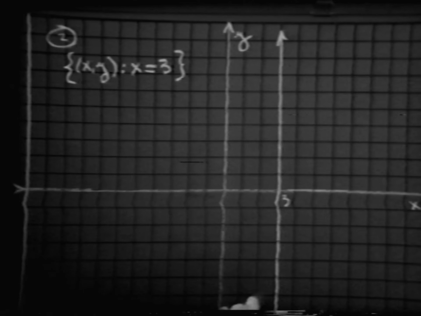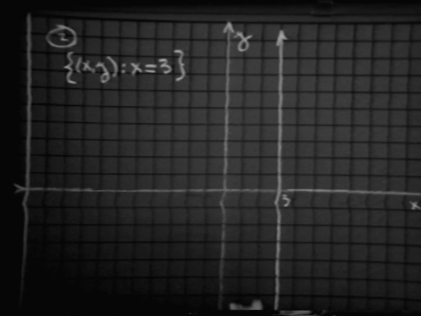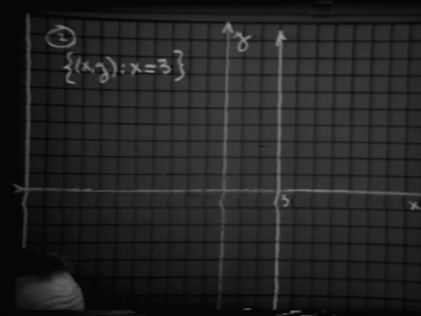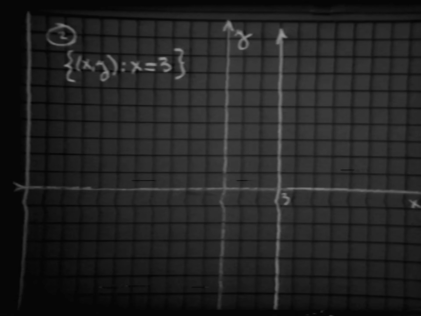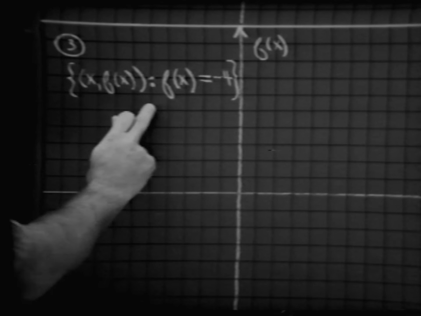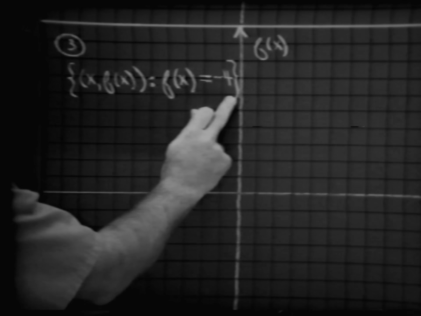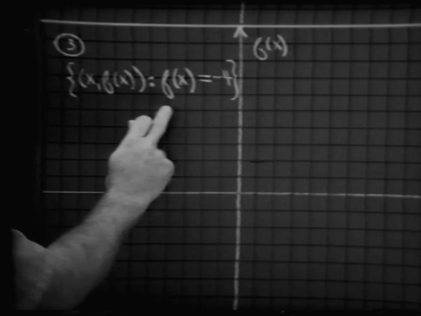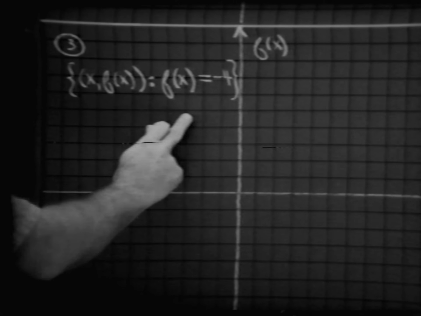And in this case right here, if the line happens to be vertical, then in fact we know that it is not a function. Okay? However, let's look at this example in which we have, notice the notation is the set of all x comma f of x such that f of x is equal to negative 4.